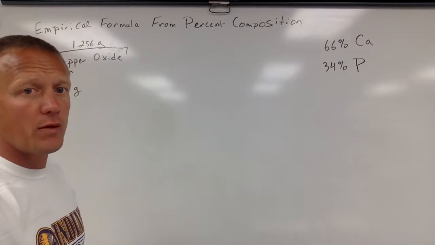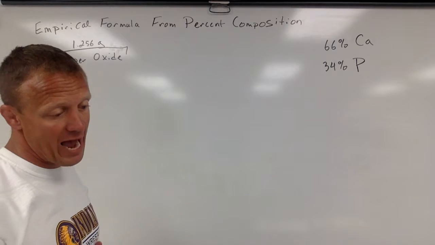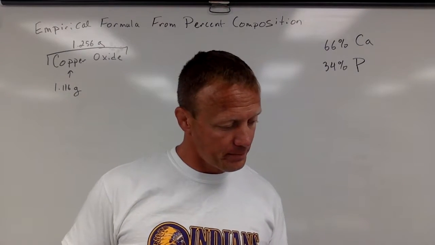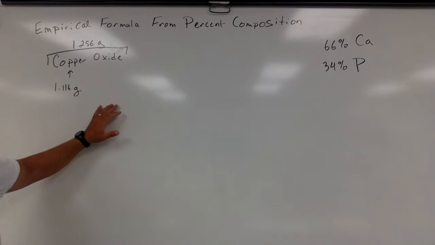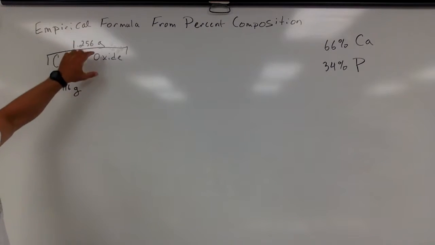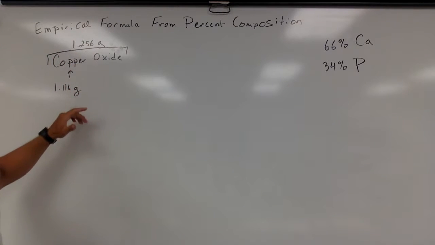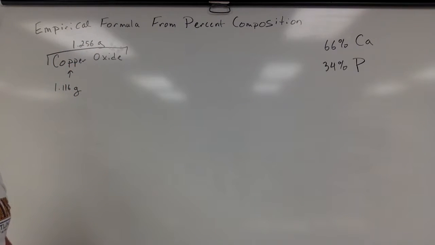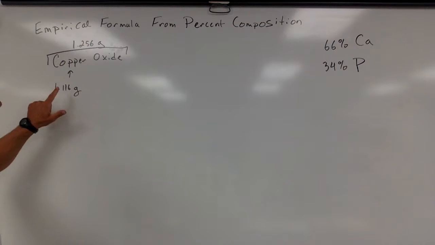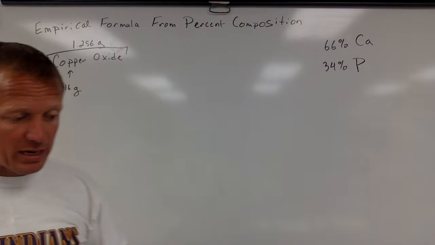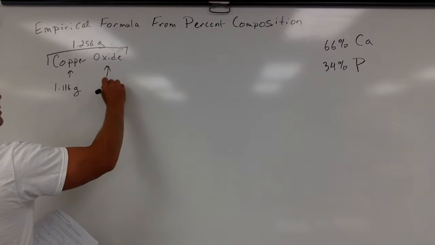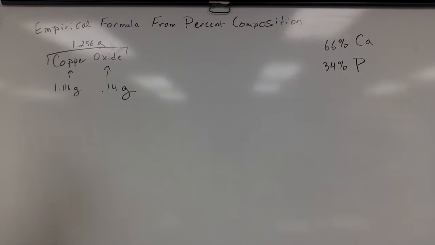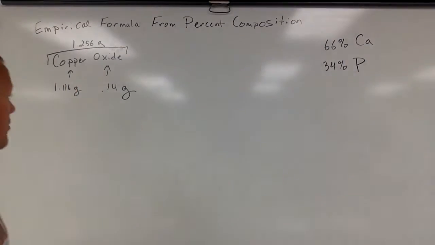So this is, by the way, question number 5 in your notes. I'm going to do A and B right now. So the first problem says you have some red copper oxide. And it tells you that the mass of the red copper oxide is this. They react it with some hydrogen, and it produces that much copper. Well, if the whole compound was 1.256, and that much copper was made, that means we had 0.14 grams of oxygen.